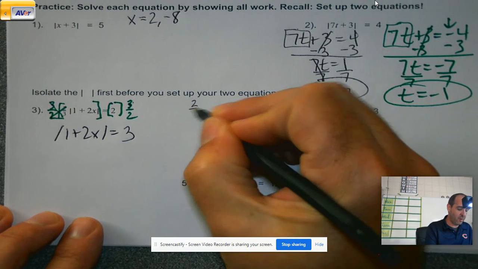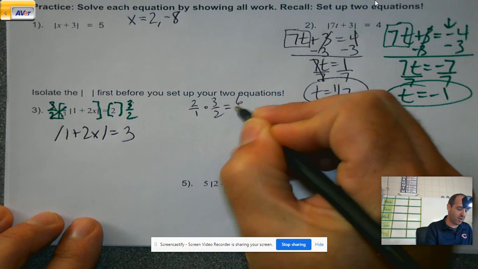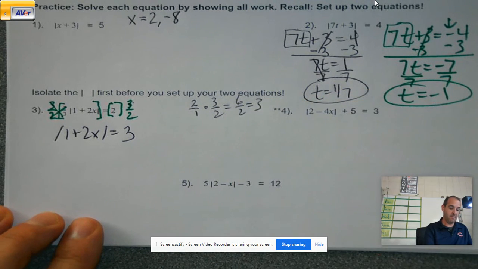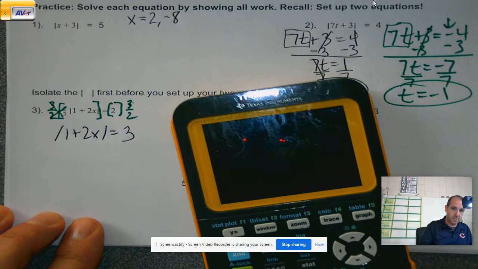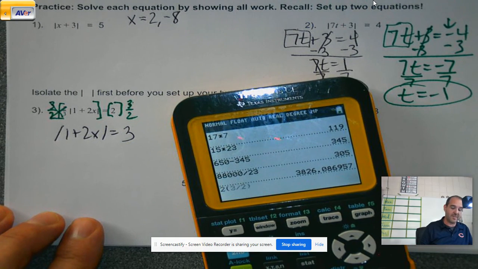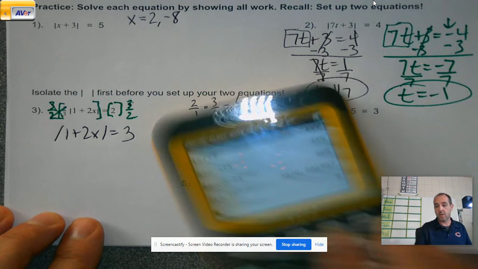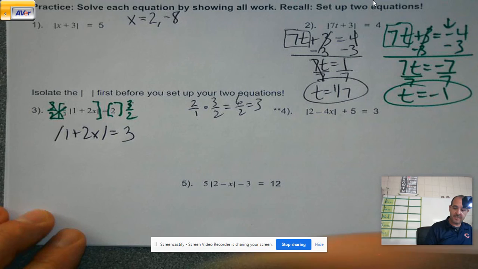I could make both of these fractions, multiply across and simplify. Or if I wanted to, you can always pull out the handy-dandy calculator if you wanted to go that route. Just do 2 times 3/2. Just make sure the parentheses are there. Okay? They all work. So once I get here, now I go ahead and I do my split job.